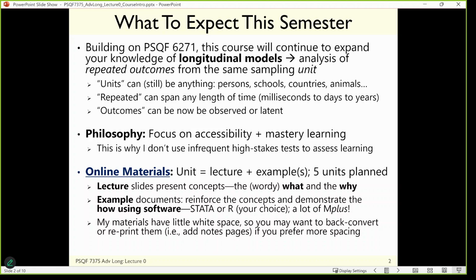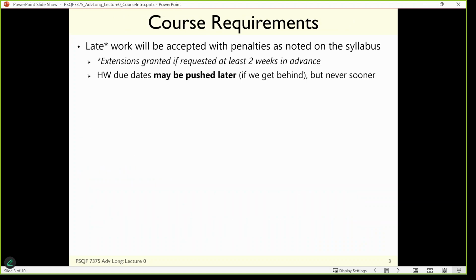You could also back convert the slides into PowerPoint and then print a notes page or however you want to do it. So I just want to make folks aware that there are choices in terms of the formatting if you don't prefer the jam-packed slides that I typically have.